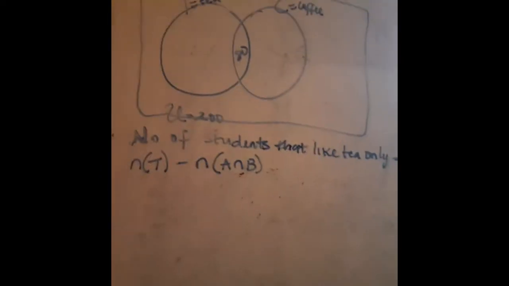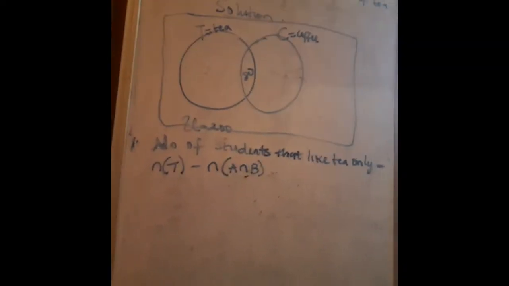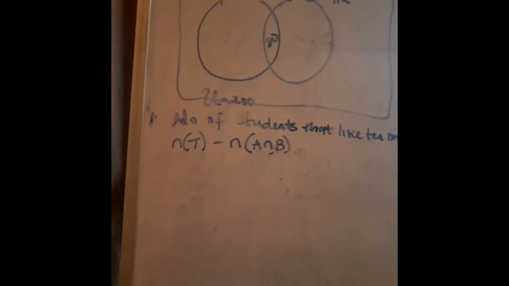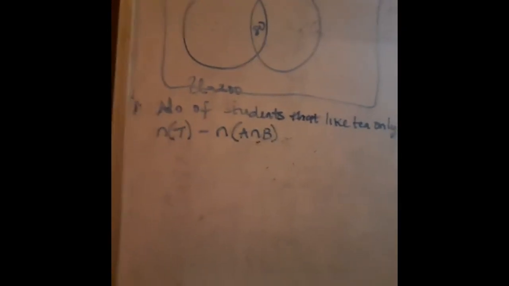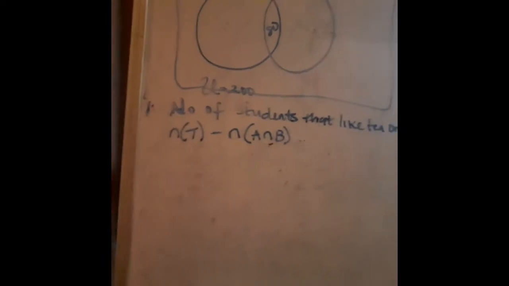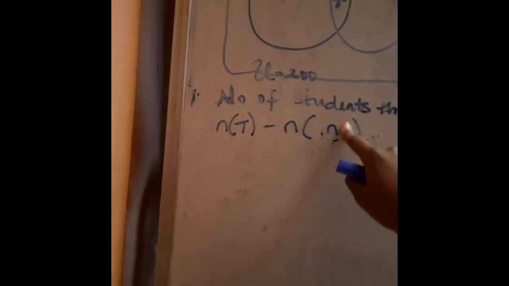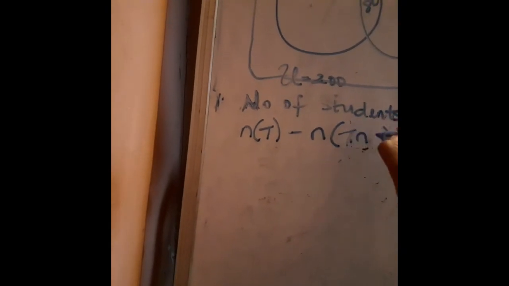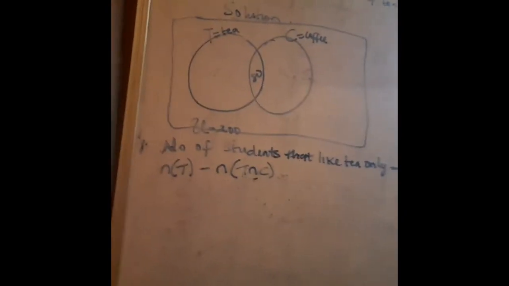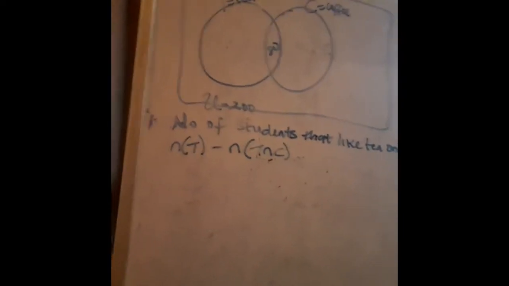So question 1, which is how many students like tea only, will be the number of students that like tea minus the intersection of tea and coffee, which is 80. So the answer to number 1: the number of students that like tea only is equal to the number of students that like tea minus the number of students that like both tea and coffee.